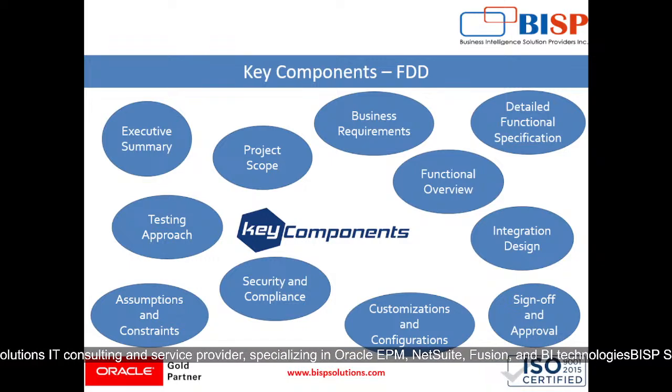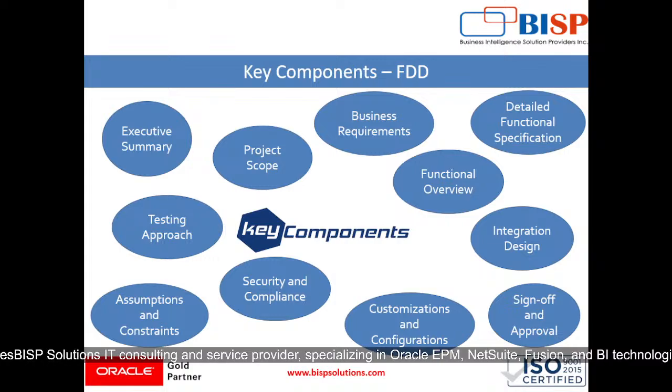Then comes our business requirements. The purpose of business requirements is to capture the high level requirements identified during the requirements gathering phase. The contents involved are detailed requirements organized by business area, reference to the business requirements document, which is the BRD, if available with us, and prioritizing requirements, which means must have, nice to have, etc.